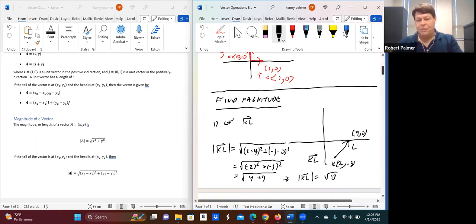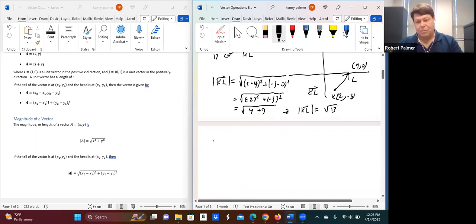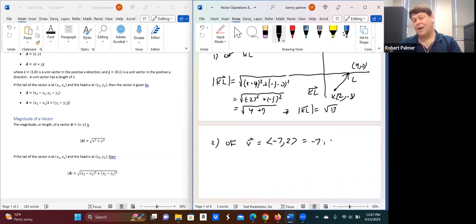Now, what if we have another vector? In this case, number 2, let's call it vector v. And let's say this vector is written like this: negative 7 and 2. Oops, make sure you use the right brackets. So this is our vector in component form, which also can be written as negative 7 times i plus 2 times j, either way.